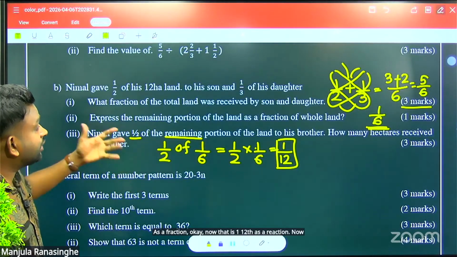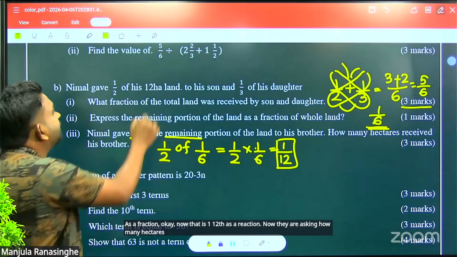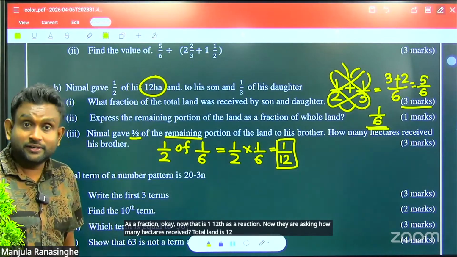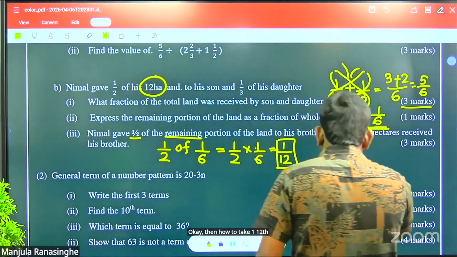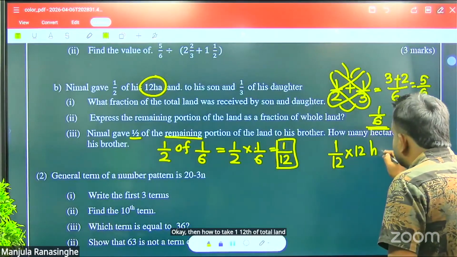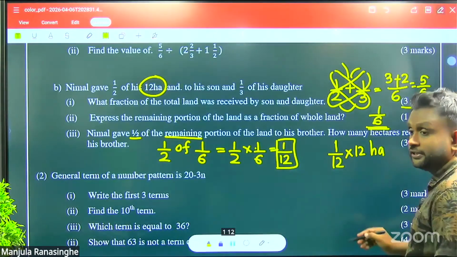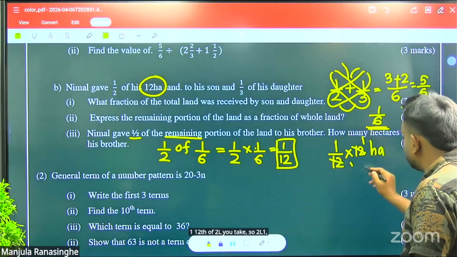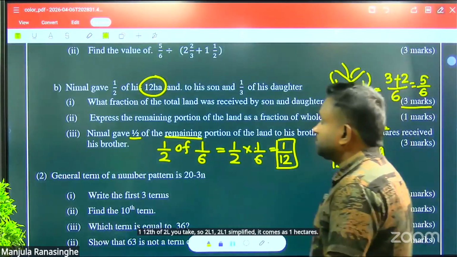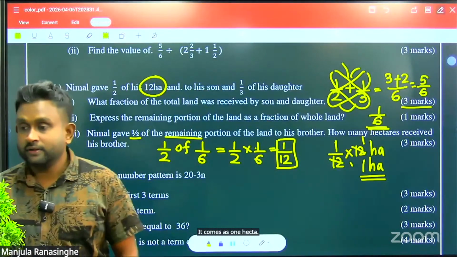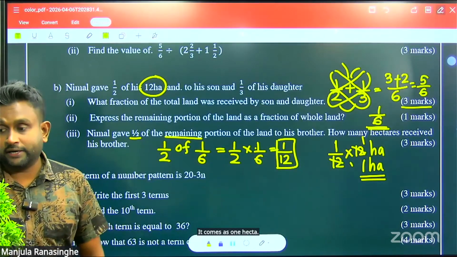Now they are asking how many hectares he received. The total land is 12 hectares. Then how to take it? 1/12 of the total land, which is 12 hectares. 1/12 of 12 you take. So 12 and 12 simplify, and it comes as 1 hectare. Right, complete them.